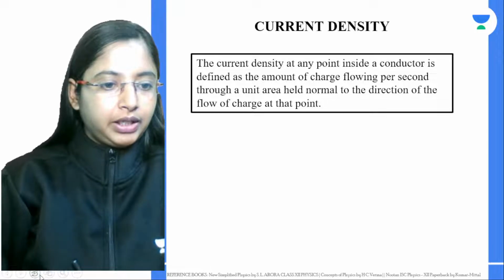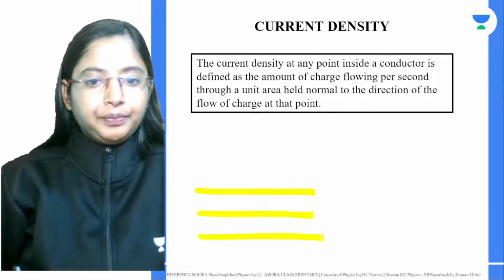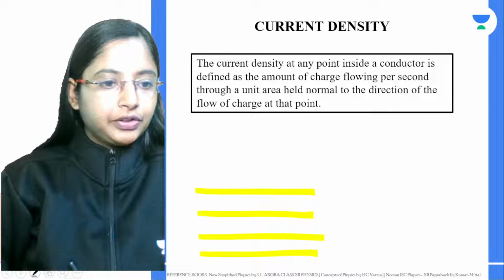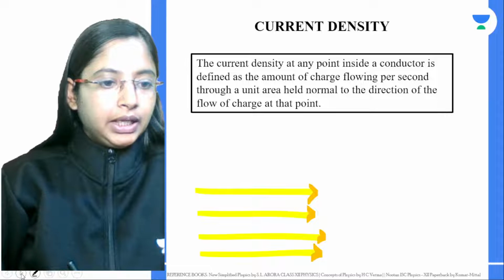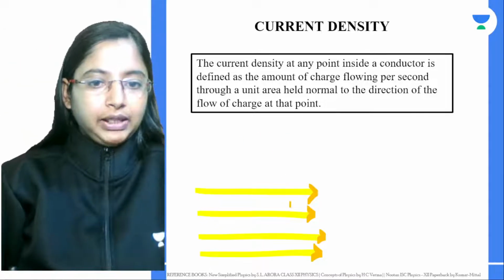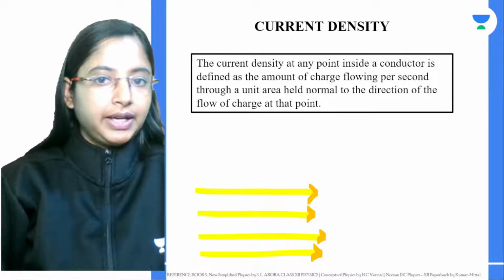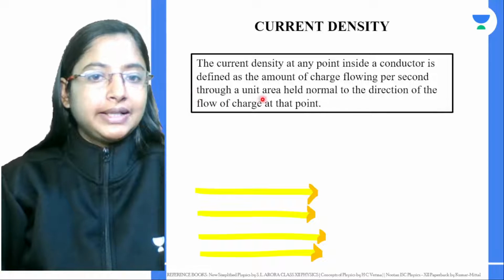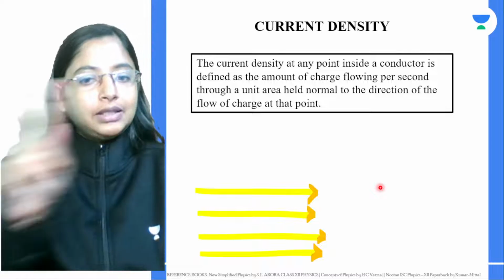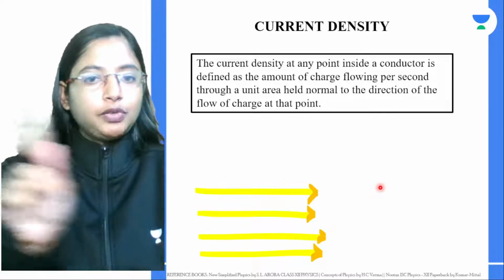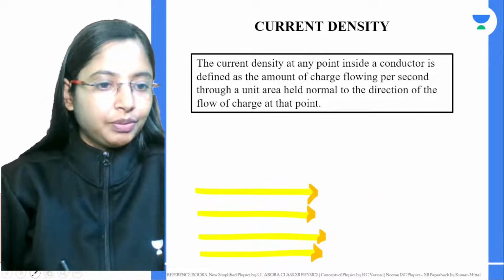If there is a charge flow, then there is current flowing through it. Now we are going to introduce current density. The current density at any point inside a conductor is defined as the amount of charge flow per second through a unit area held perpendicular to the direction of the flow of charge at that point. Now there is a charge flow, and for a particular area, how much charge is flowing per unit time gives you the information about current I.